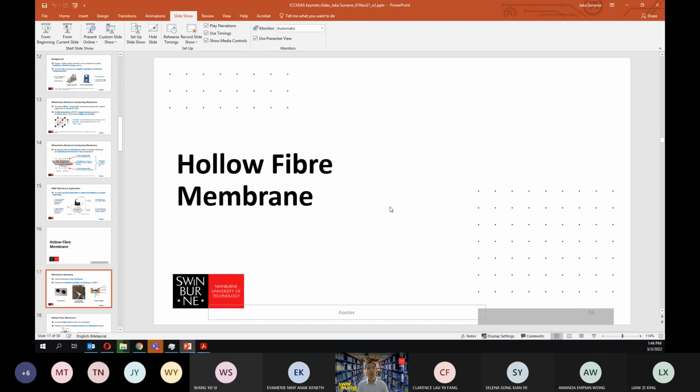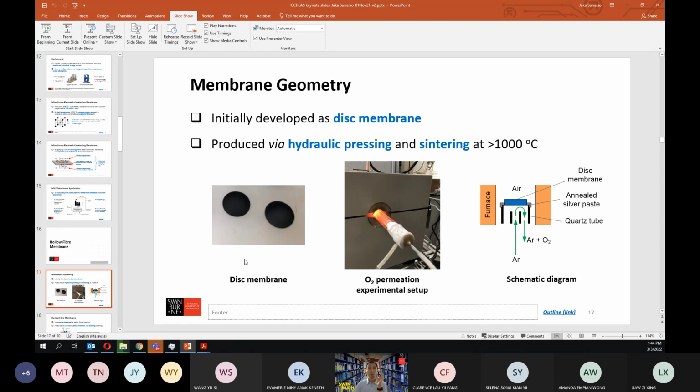So hollow fiber membrane is a special type of membrane. If we talk about the normal membrane, this one is the normal membrane. It's called the disk membrane. When we operate that at high temperature, you can see very burning sensations in here, because you need to operate that thing in the furnace, because the operation is higher than about 600 degrees Celsius. So in essence, when you test the membrane, this is what you're going to have. You're going to seal that membrane, and then you're going to put a sweep gas on the permeate side.